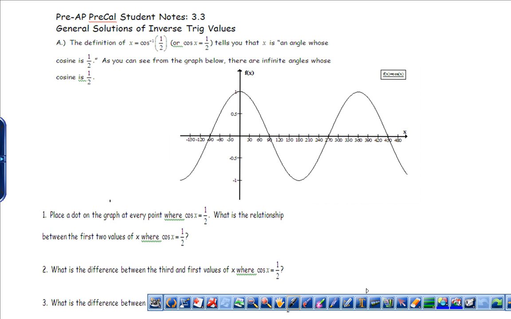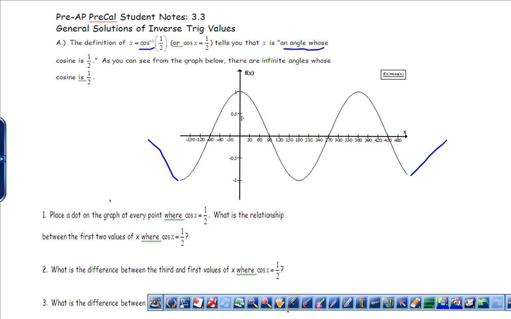This is 3.3 General Solutions of Inverse Trig Values. Now remember, when you're looking for arc cosine of 1/2, you're really looking for an angle whose cosine is 1/2. Remember, on a cosine function or any of our trig functions, they keep going. So I could just keep going with this one.